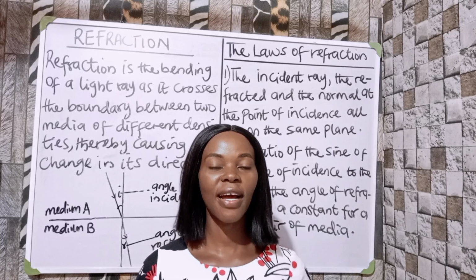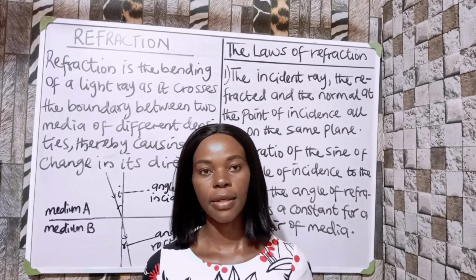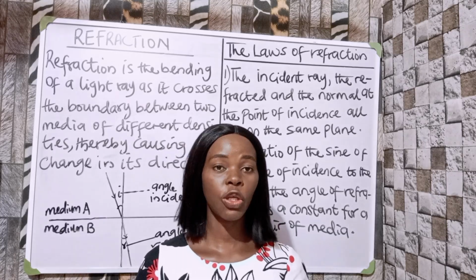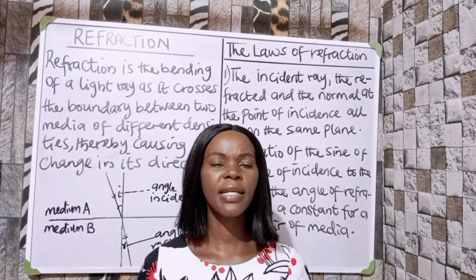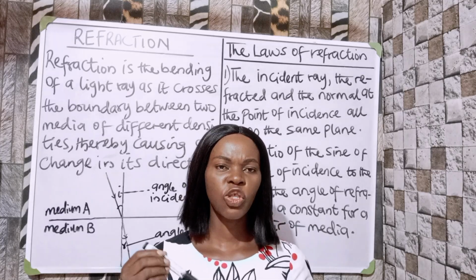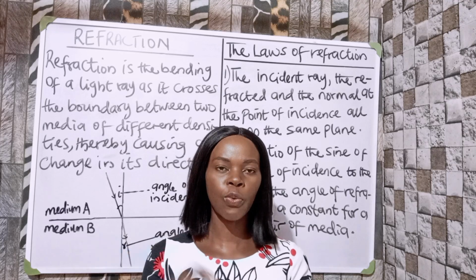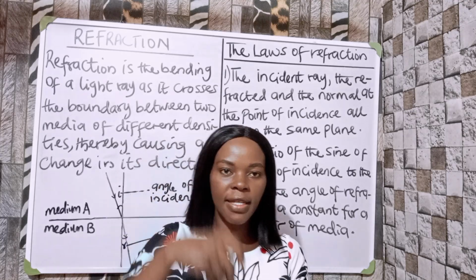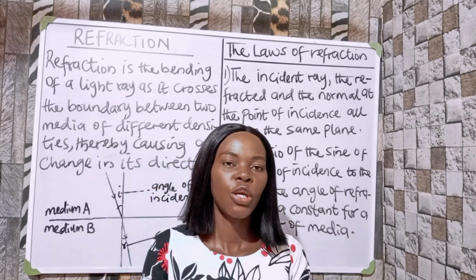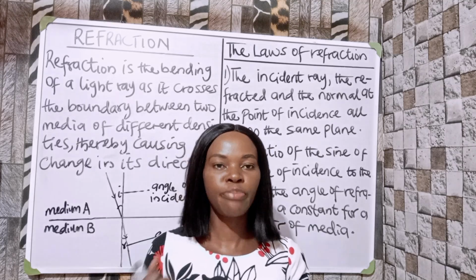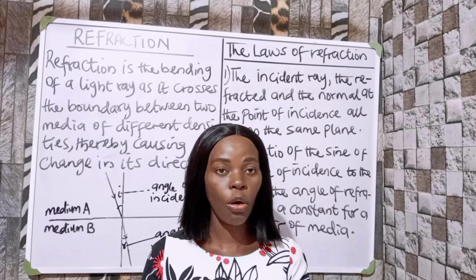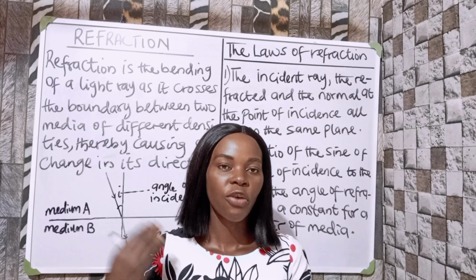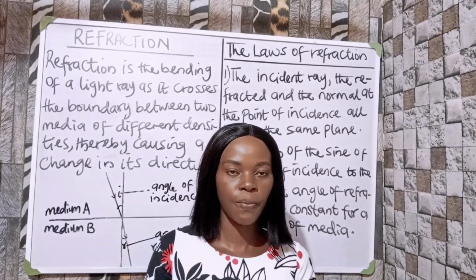Today we are going to look at refraction, refraction of light. Now, if you place a pin into a bowl filled with water and you look vertically downwards to see the pin, you're going to observe that the pin looks as if it's lying on the surface of the water rather than being at the bottom.